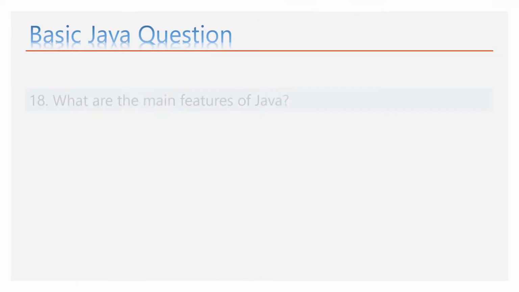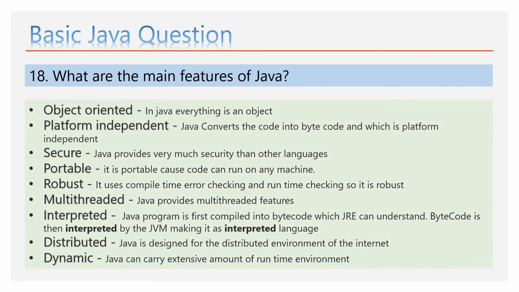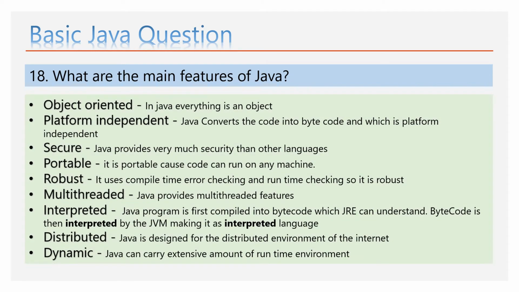What are the main features of Java? Object-oriented. In Java everything is an object. Platform-independent. Java converts the code into bytecode which is platform-independent. Secure. Java provides much more security than other languages. Portable. It is portable because code can run on any machine.